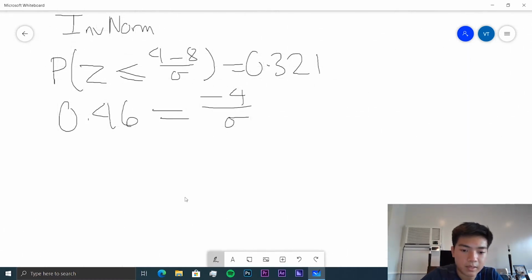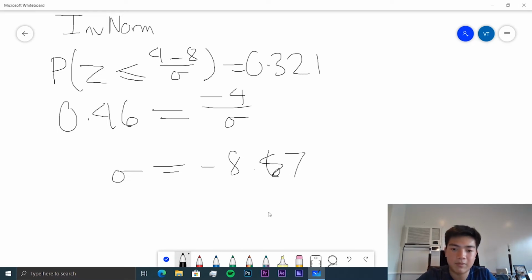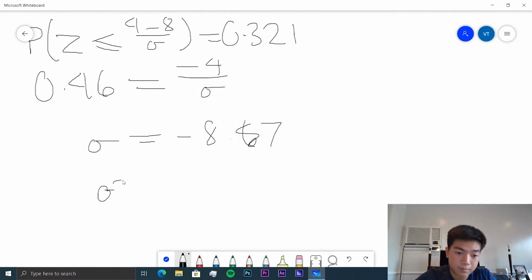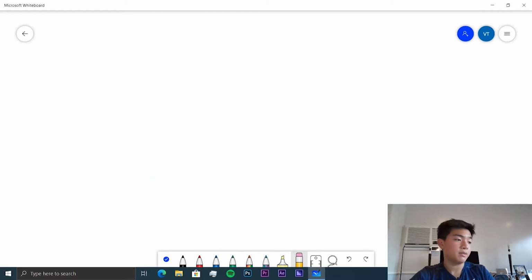Of course sigma has to be positive, so this is probably the wrong way around. But anyways, sigma is equal to -4 divided by -0.46, which is equal to 8.7 more or less. And so we need to find the variance. So we have sigma squared is equal to this squared, which I get as 75.6. So the variance of this is going to be 75.6. Okay, on to the next one.